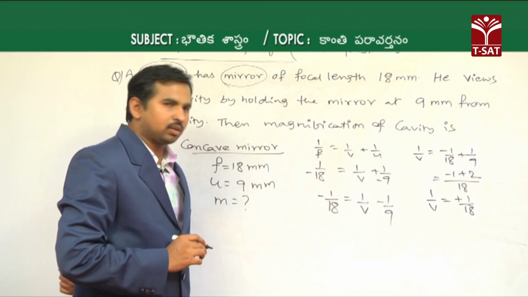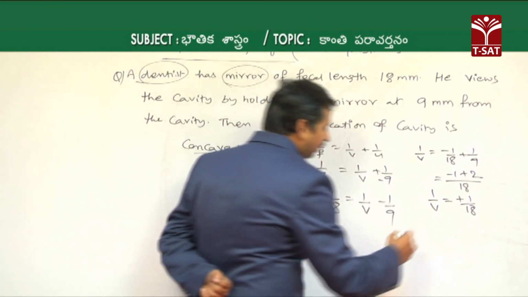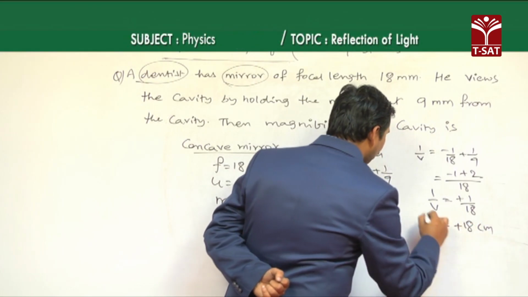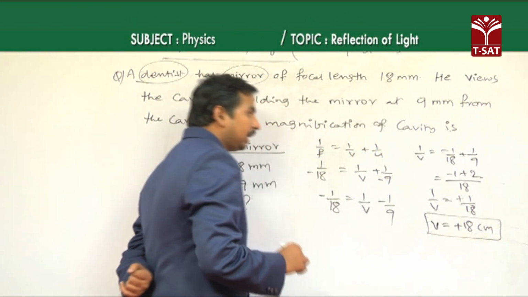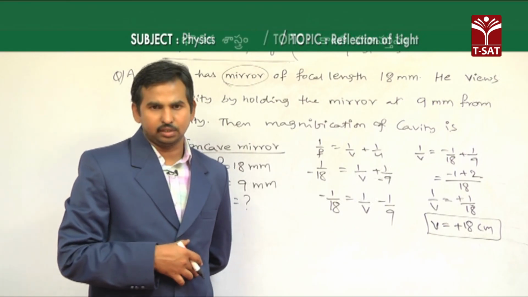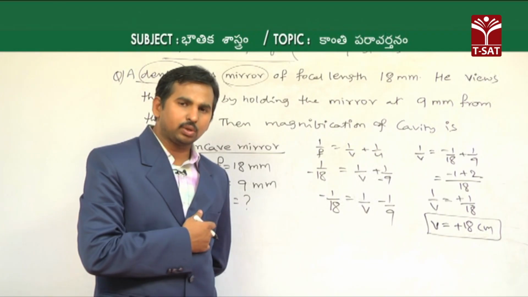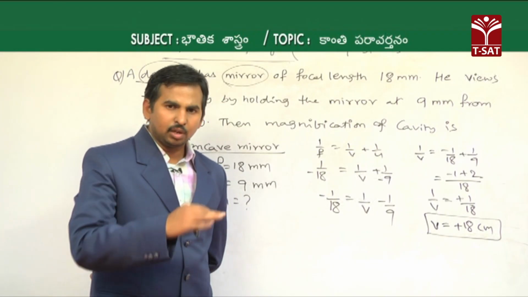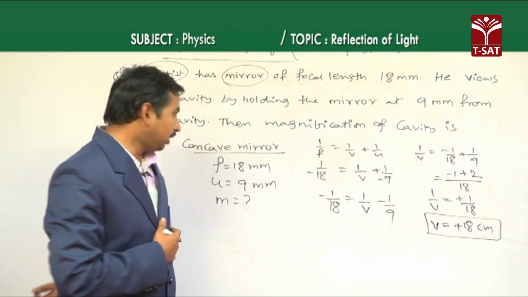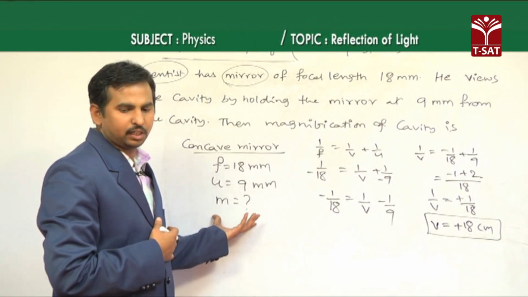Then as 1 by v is 1 by 18, v becomes plus 18 centimeters. Here you have to observe that plus 18, and that plus represents a virtual image. And not only that, we got the image distance of 18 centimeters, which is behind the mirror, so we are getting the image at 18 centimeters.